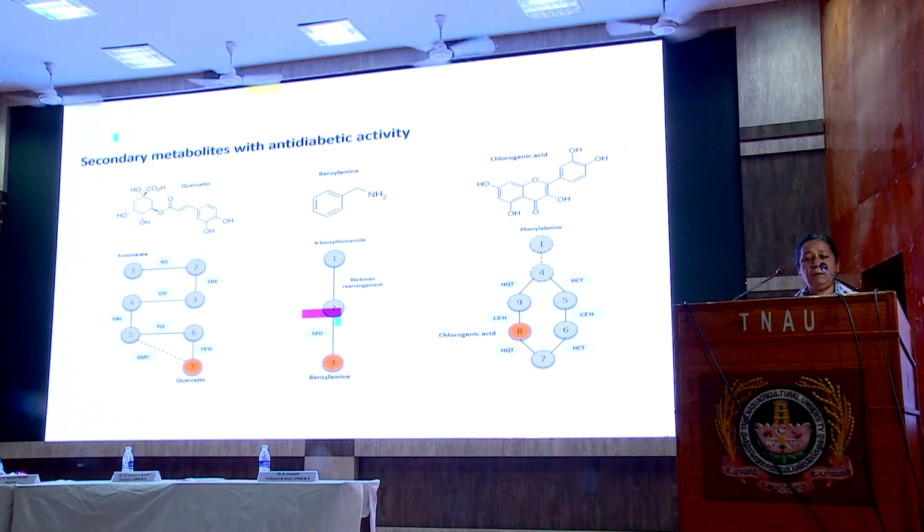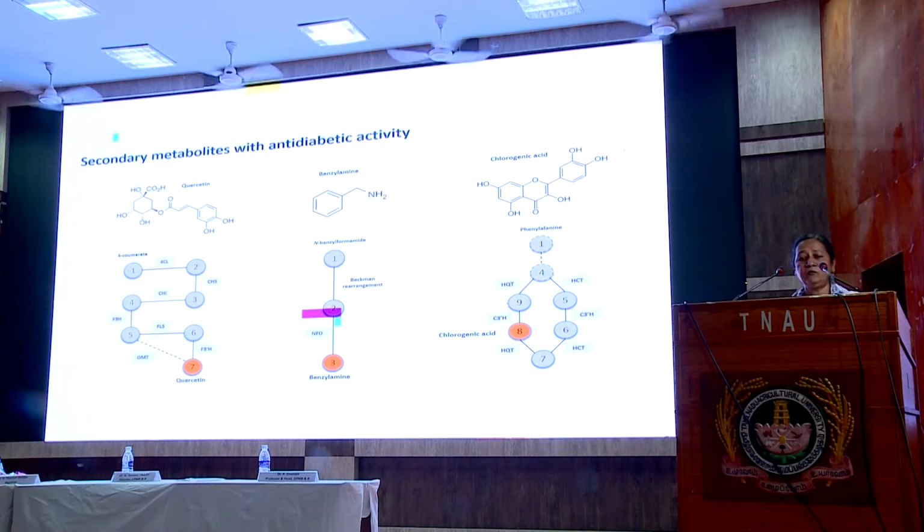And then on the other hand, benzylamine. The molecule looks so simple, but it is very powerful, and it is found in abundant amounts in this particular plant. It has another name called Moringa. So you can imagine how much this benzylamine is associated with this particular tree.